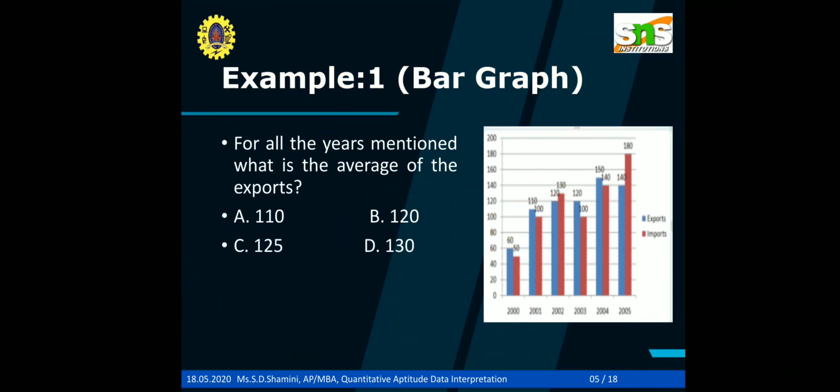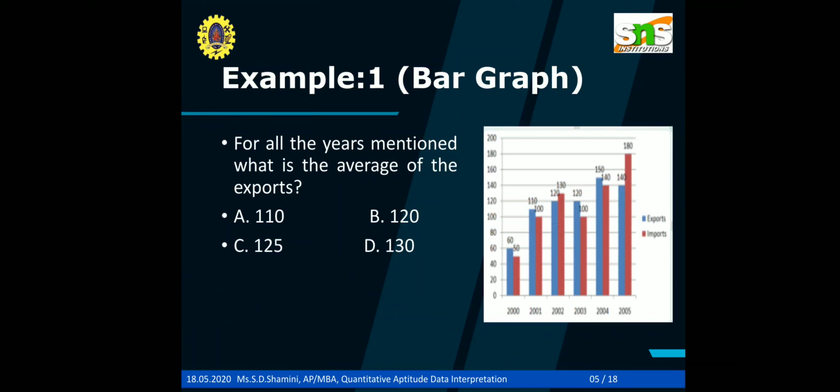Now let's go into the example. This is the bar graph for 6 consecutive years. The blue color bar represents the exports, whereas the red color bar represents the imports in the 6 consecutive years.